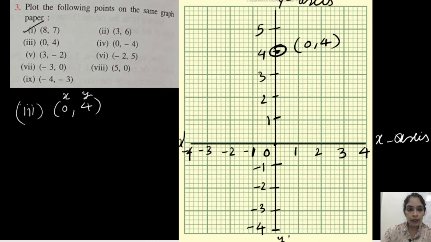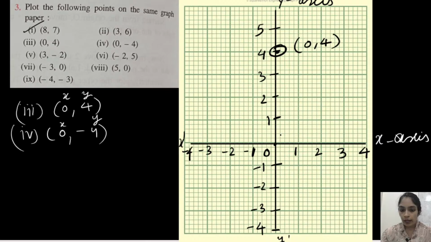Then 0, -4. This one I am also doing. Again the value of x is 0 and the value of y is -4. So again we locate the point on the x-axis, that is 0. Now I have to go straight down, because a negative value of y goes down. So you go straight till -4, and here you get the point. This point is 0, -4.